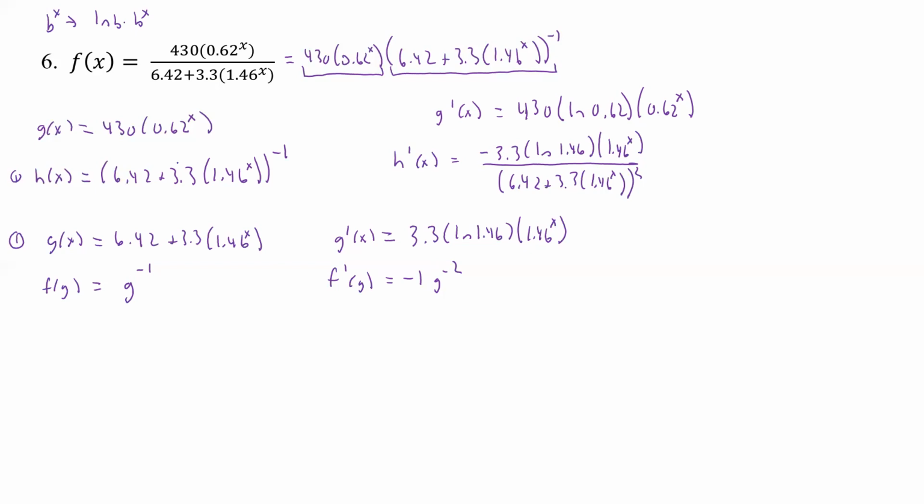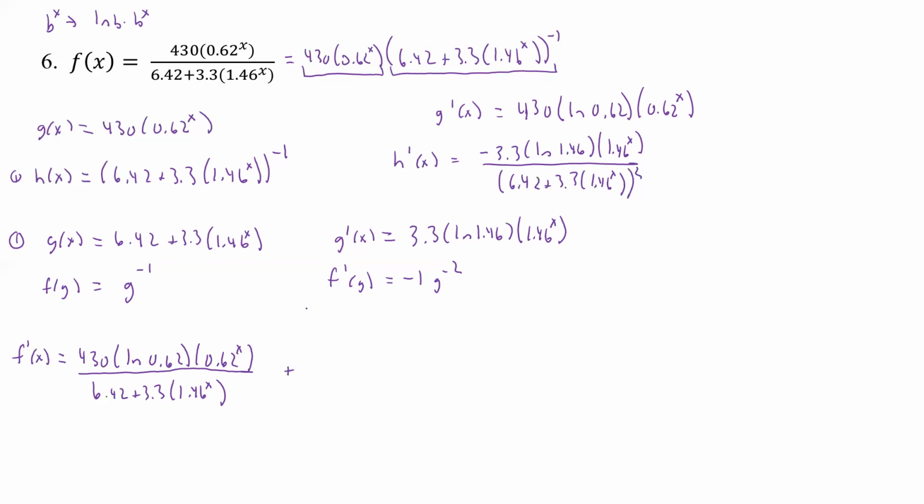Now I've got g prime, h prime, g, and h. And so that means I can find f prime. All right, so that's going to give me this. So that's going to be 430 times ln of 0.62 times 0.62 to the x times this here thing. Well, that's just in the denominator, so I'm just going to say that's over 6.42 plus 3.3 times 1.46 to the x. And that will be the first piece.